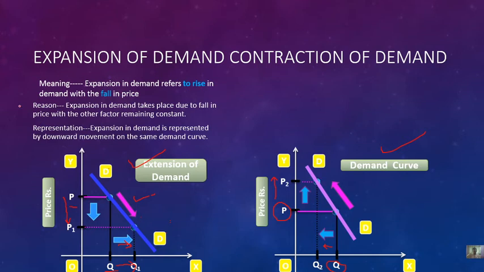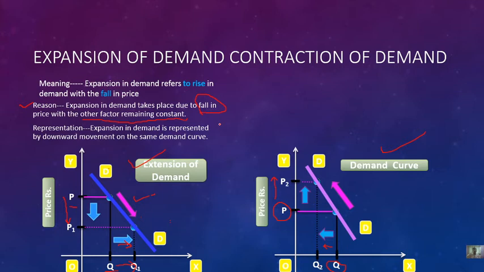Then what are the reasons why expansion in demand happens? Expansion in demand takes place due to a fall in price, with other factors remaining constant. Then what other factors? The other factors which determine demand, that is, the determinants of demand, remaining constant.